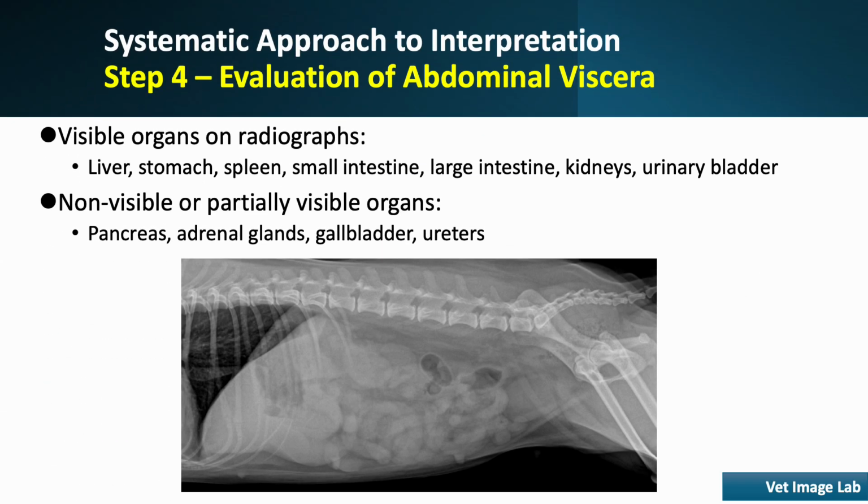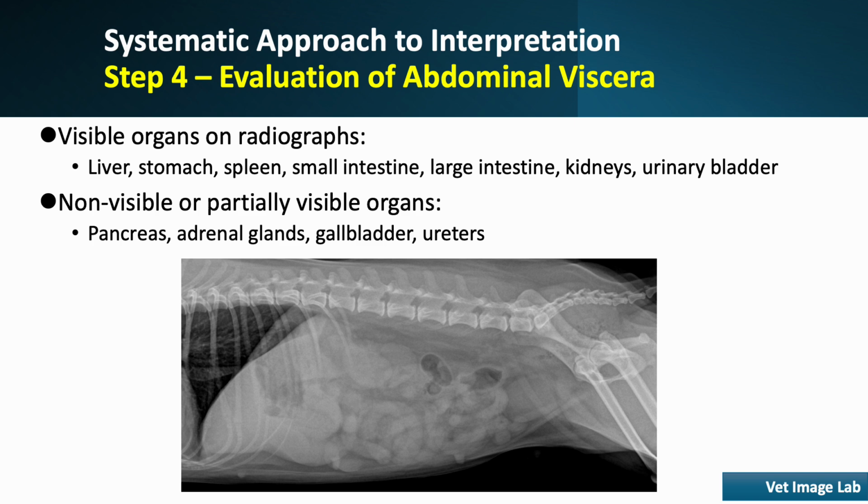Let's move to step 4, evaluate the abdominal viscera. In radiographs, the liver, spleen, stomach, intestines, kidneys, and bladder are structures that should be normally visible. Each organ should be evaluated based on opacity, size (big or small), shape (smooth and well-defined, or irregular and distorted), position, and number. But not all abdominal organs are visible on radiographs.